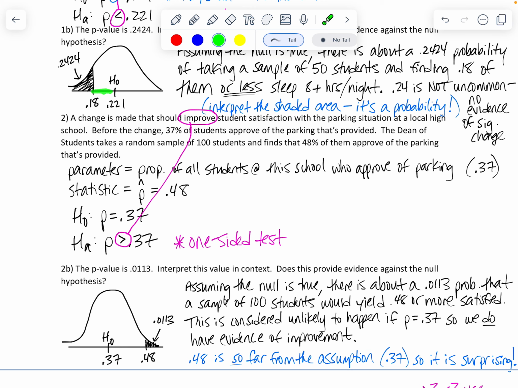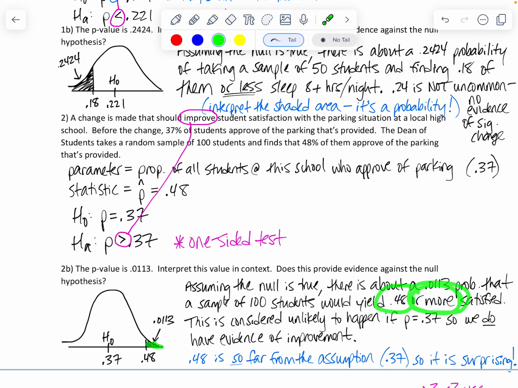This distance here, not very far. This distance here, very far. How do I know that? Because look, this is 24% shaded area. That's not considered unusual in stats. This right here is such a tiny little area, less than 5%. It's 1%-ish. That tells me that this number is unusually far away from our assumption. That makes me question this assumption. Assuming the null hypothesis is true, that's exactly what we wrote up here, there is about a blank percent probability that a sample of 100 students would yield 48%. Why did I put "or more"?